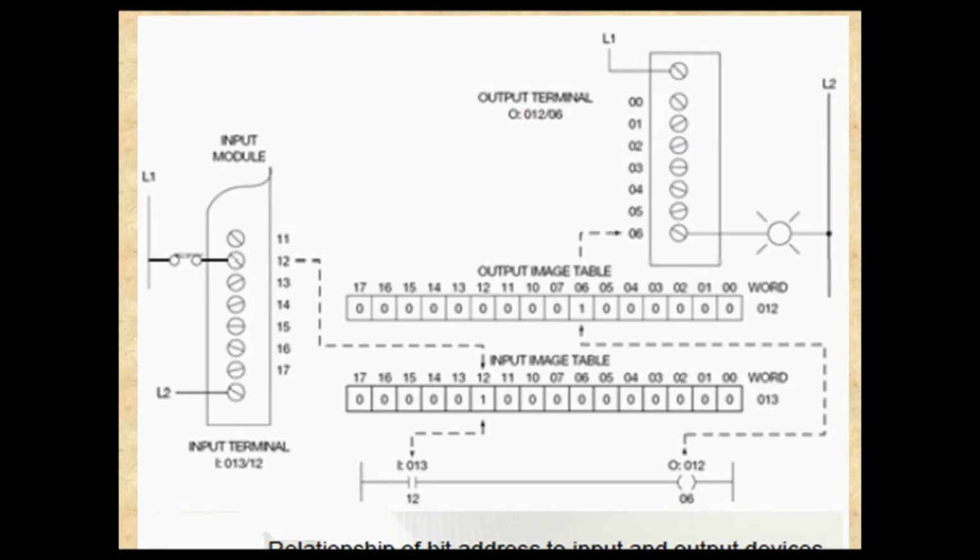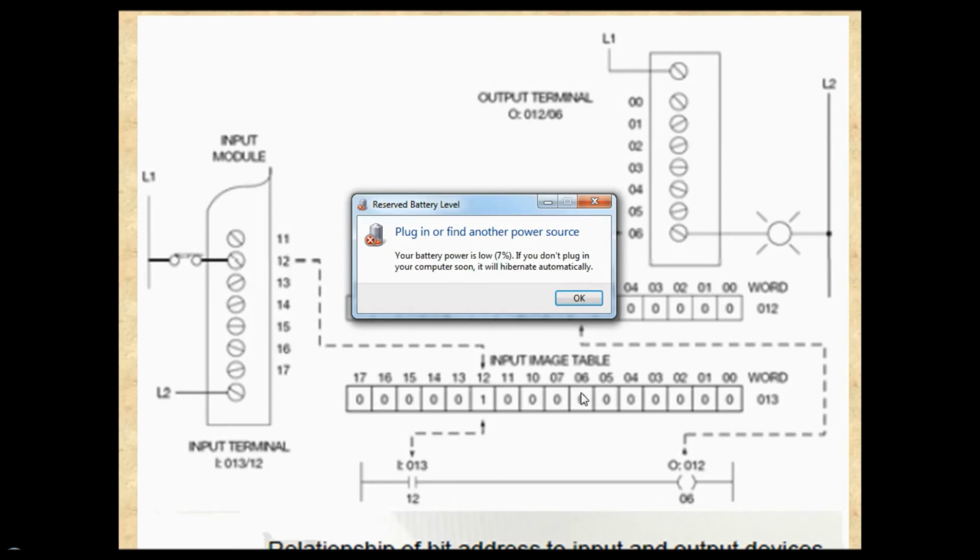So this little drawing shows you the relationship for the address and the devices. If we look at this as an input module, L1, here's a switch, and it's wired to 12. You can see it's 12 here. And the input terminal is I:13/12. So that tells me it's an input located on slot 13 on pin 12. And here we are addressing it: I:13/12.